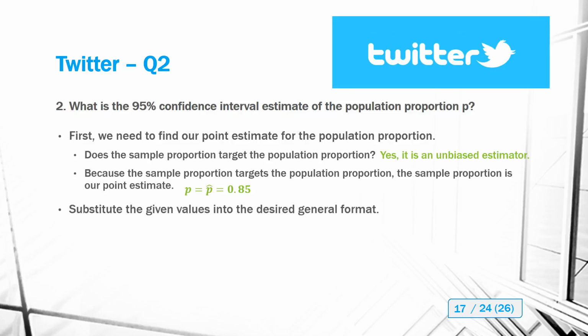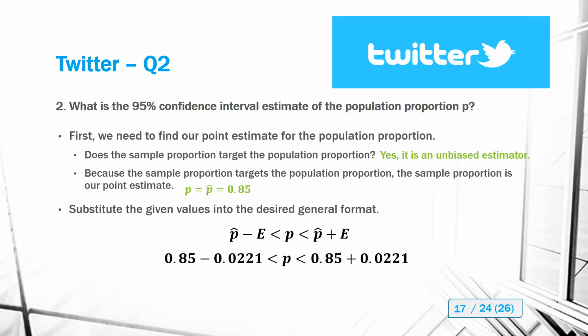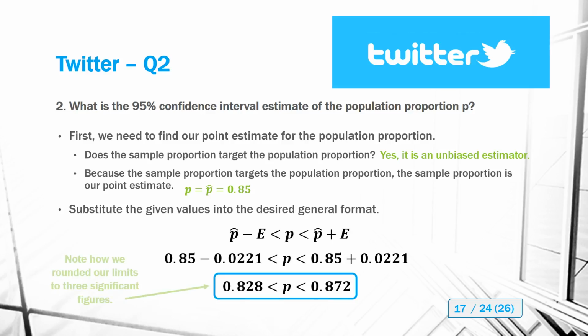Now, we substitute the given values into our desired general format. So here's our format, P hat minus E, less than P, less than P hat plus E. And we substitute in what we know. So P hat is 0.85, our margin of error, 0.0221. And we see we're subtracting it on the left to get the lower limit, adding it on the right to get the upper limit. And out comes 0.828 less than P less than 0.872. This then is our confidence interval, 95% confidence level. And again, note how we rounded our limits to 3 significant figures.